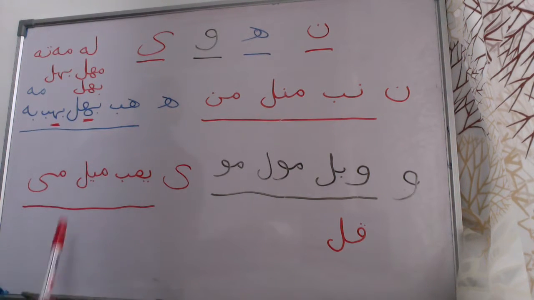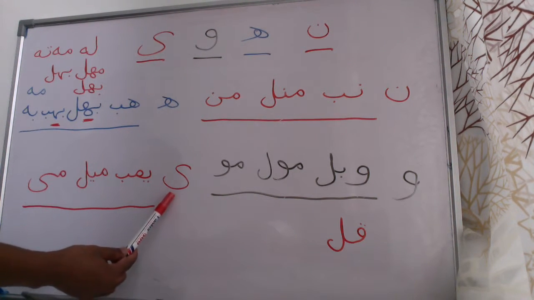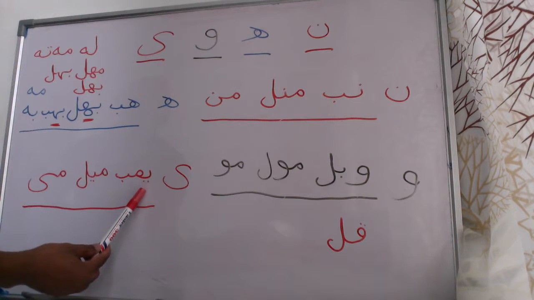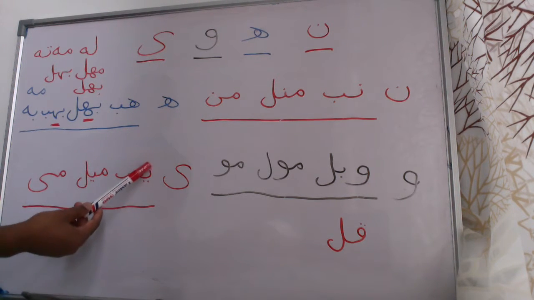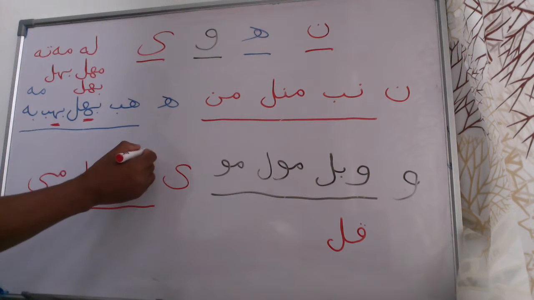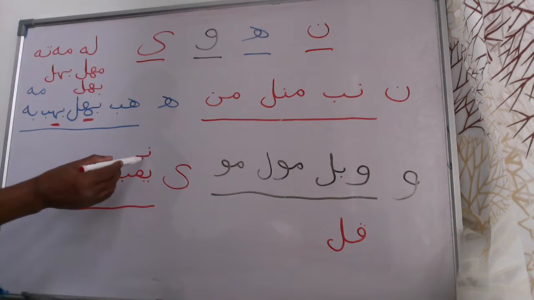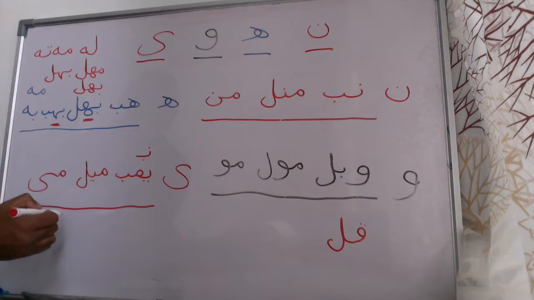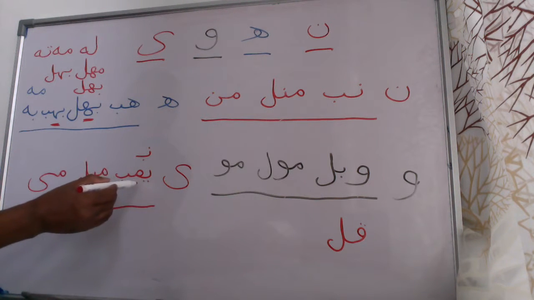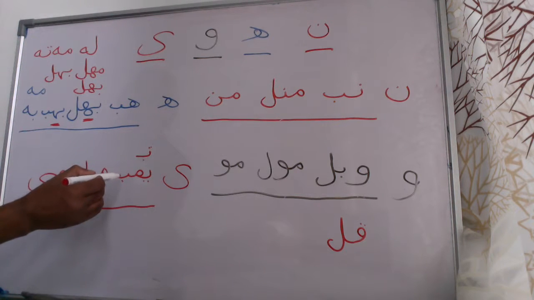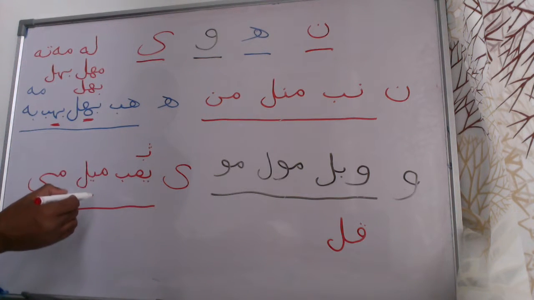And the last letter is the ya. Ya in the beginning is written just like a ba, ta, tha, or noon in the beginning. The only difference is a noon would have one dot on top, for example, like that. A ba would have one dot on the bottom, and the ya has two dots. A ta would have two dots on top, and a tha would have three dots.